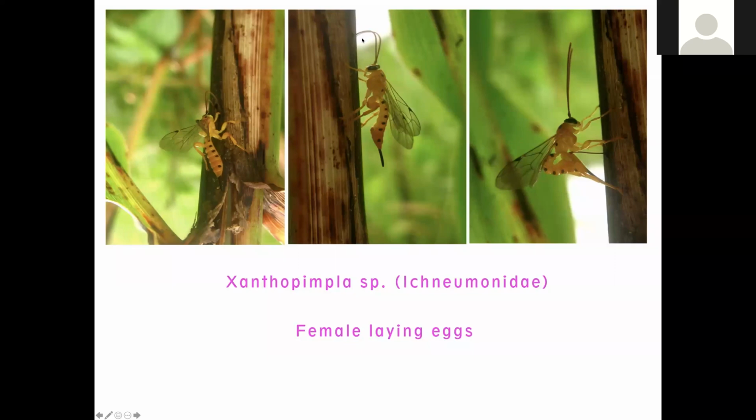It was actually scanning whether the host is inside the cell made by the larva. And once she realizes there is something inside this particular leaf or some cell, she immediately deposits her egg inside this host, and she flees away. So I will move on to the next slide.